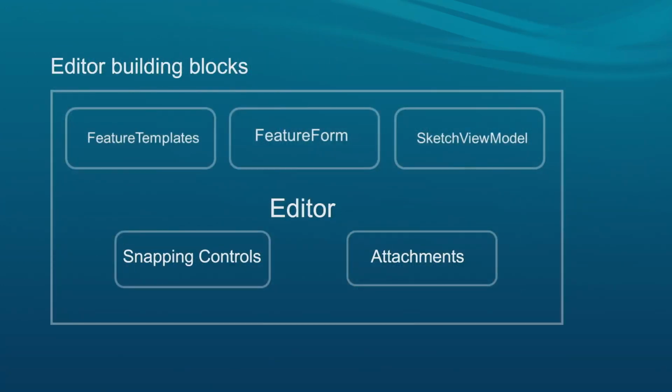And what's cool about these widgets is widgets are building blocks, right? So we can take other widgets or the logic from those widgets in the view model case, and we can use them to combine more powerful editing widgets, right? So in the editor's case, it's actually a combination of a bunch of our editing widgets, right? So feature templates for determining what the symbology looks like, feature form for determining the attributes, sketch view model for actually drawing the geometries themselves.